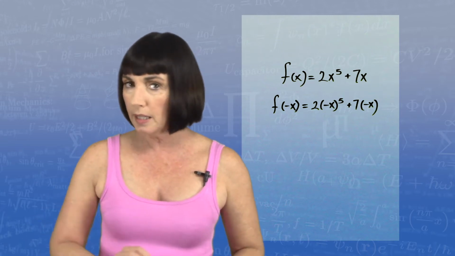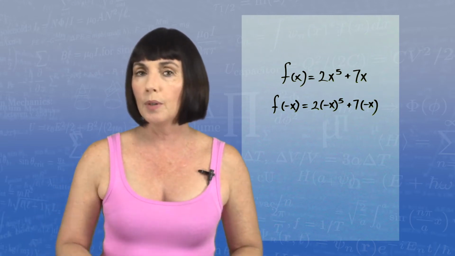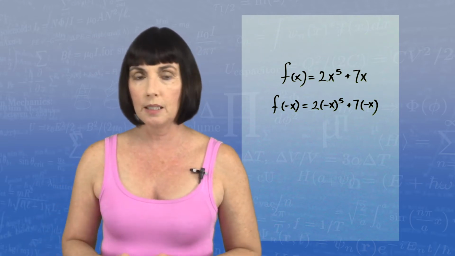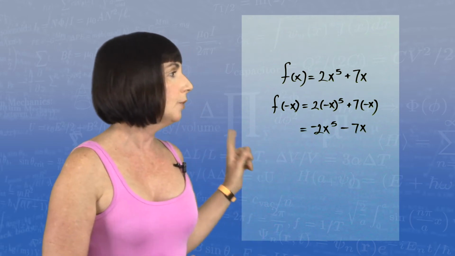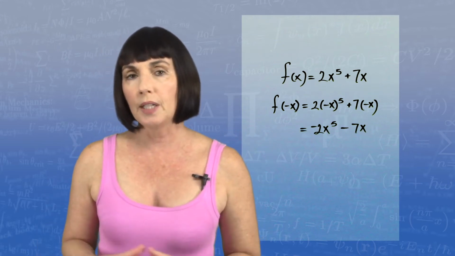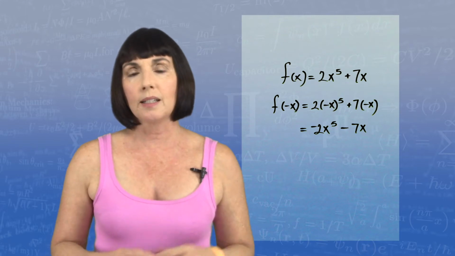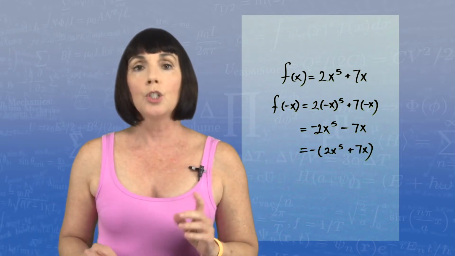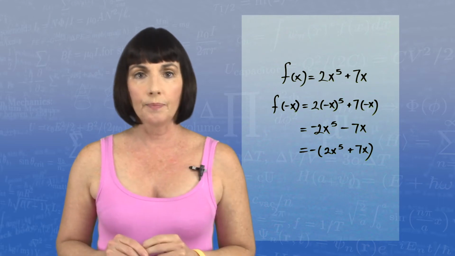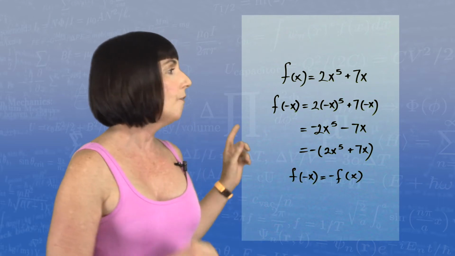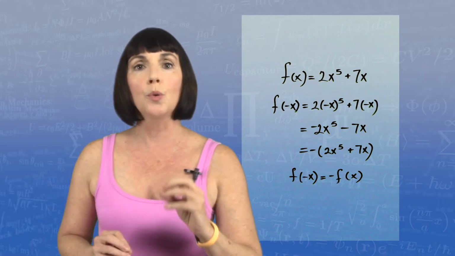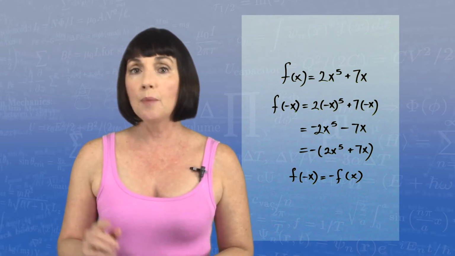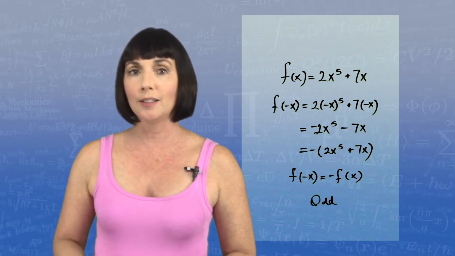Now, since I'm raising that negative x to an odd power, that means I'm going to keep that minus sign. So I get negative 2x to the fifth minus 7x. And I can take that minus sign out front, and I get negative quantity 2x to the fifth plus 7x. So in this case, f of negative x is equal to negative f of x. That means that this function is odd.